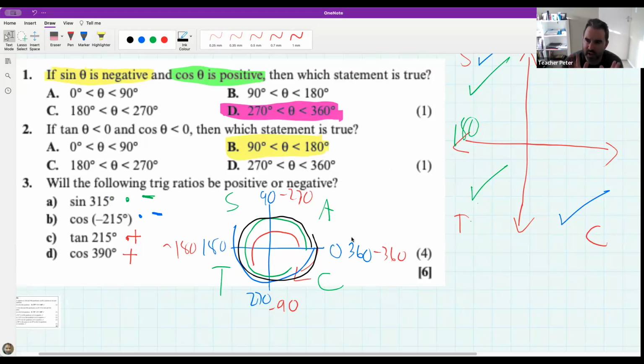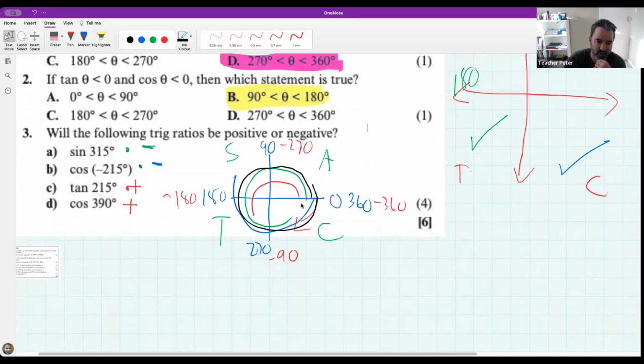Give me a thumbs up if you understand the cast diagram, where things are positive, where things are negative. Give me a thumbs down or middle face if you still feel a bit unsure. Like if I said to you, is the sine of 240 positive or negative? Would you understand what I mean by that? Let the people speak. Let the people vote. Okay, fantastic. All right, ladies and gentlemen.